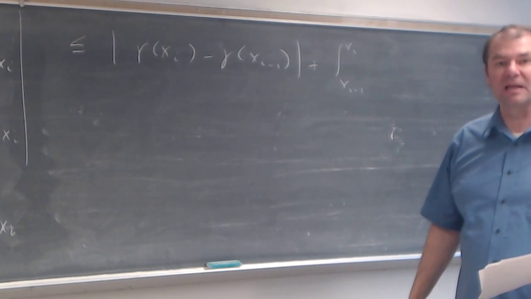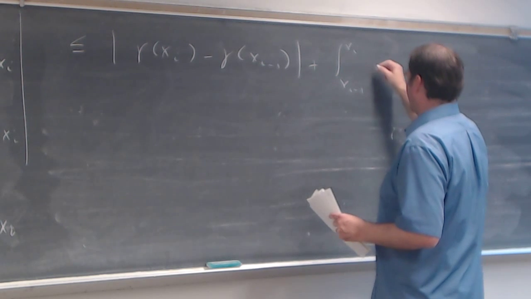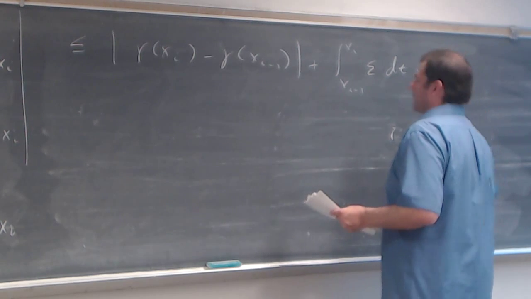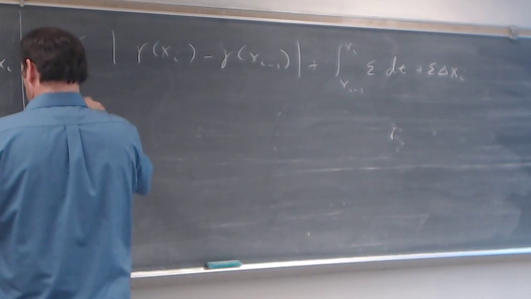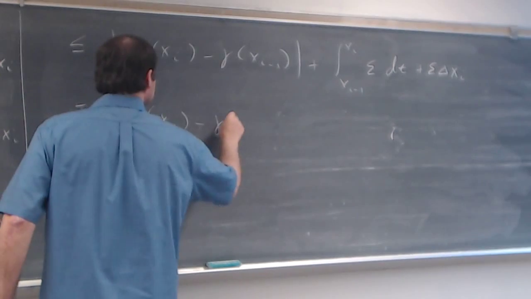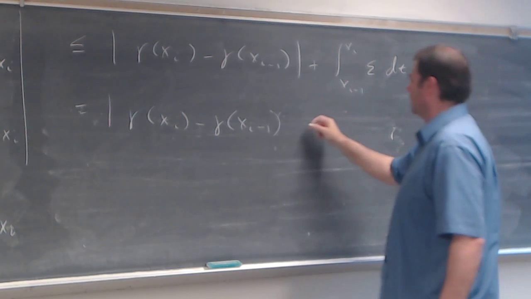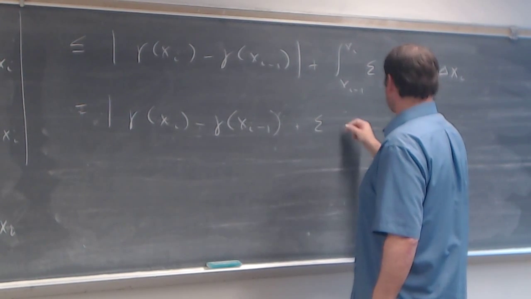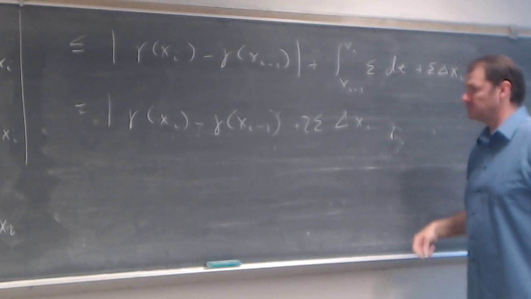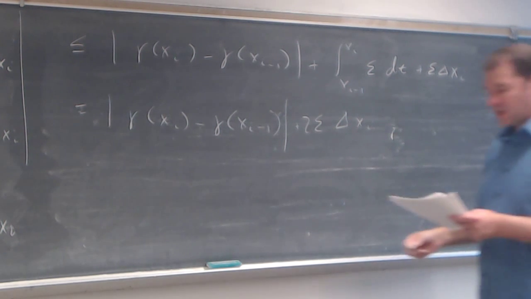But that norm is going to be less than epsilon because of the partition that we're picking and the continuity of the gamma prime. So this is less than epsilon dt, and then plus epsilon times delta x sub i. Well, that part right here is equal to itself. And here we're integrating a constant, so this is really epsilon times the distance of x sub i. So I have two of them, 2 times epsilon times the distance delta x sub i. That's what I got.